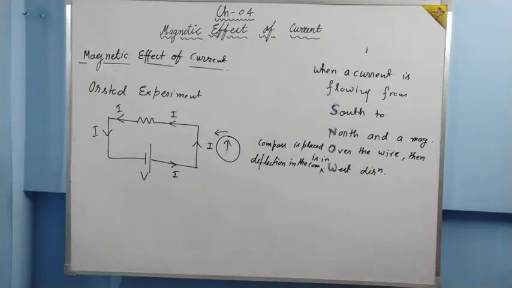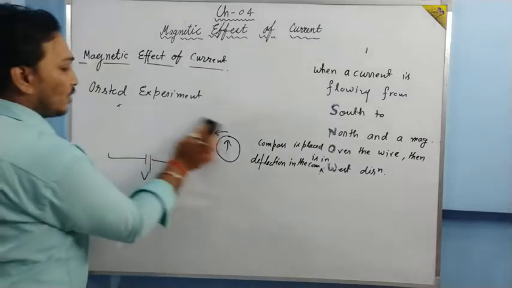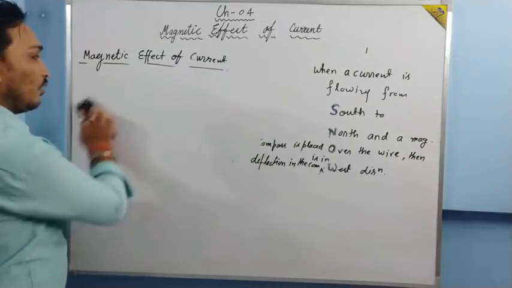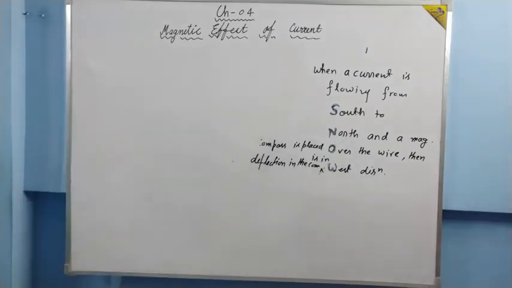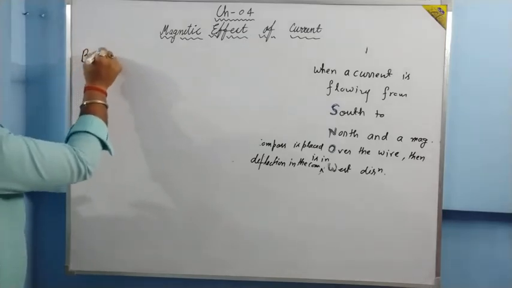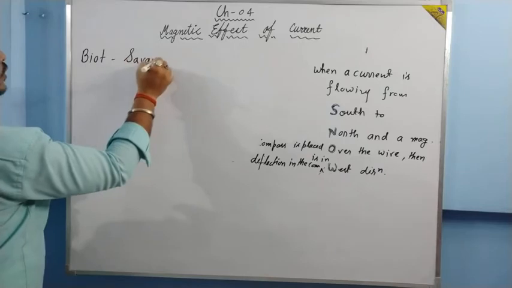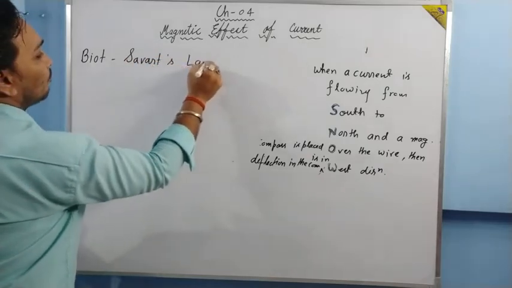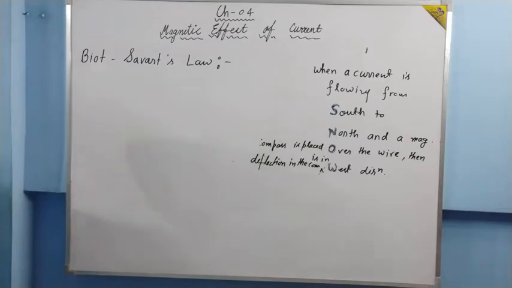An expression was not given by Oersted, but it was given by a pair of scientists. There were two scientists. One was Biot and another was Savart. So the next thing we are going to study is Biot-Savart law. This law tells us the amount of magnetic field acting around a wire, as well as its direction also. So let us study what is Biot-Savart law.